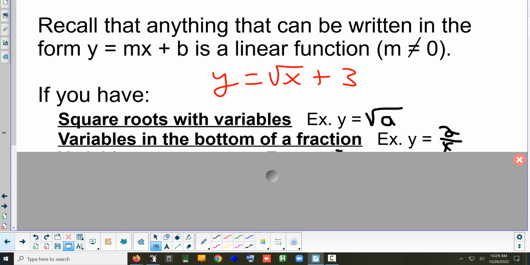If you ever come across something where you have variables in the bottom of a fraction, that is not supposed to happen in lines. That is not y equals mx plus b. Y equals 5 over x plus 6. You never have a variable in the bottom of a fraction in y equals mx plus b. That should not happen.